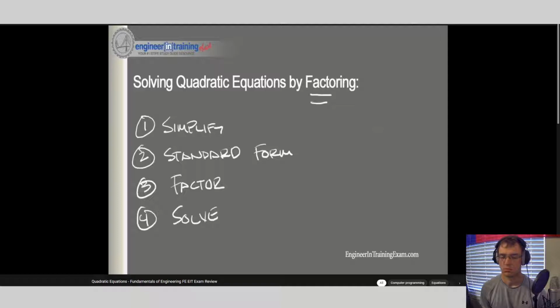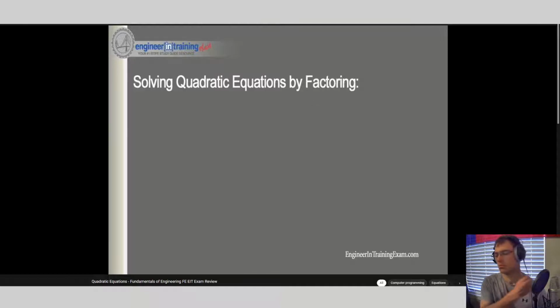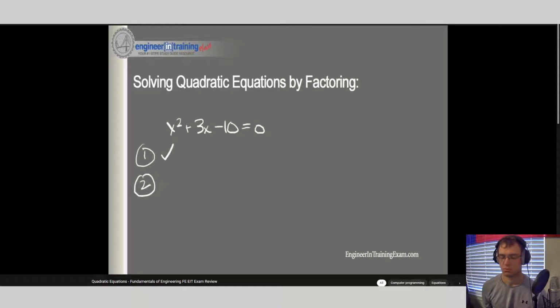So that's all. Let's look at a quick example. Let's take the equation x squared plus 3x minus 10 is equal to 0. So the first step is to simplify. That's completed. Step number 2, we want to get it in its standard form. Once again, convenient. That's completed.